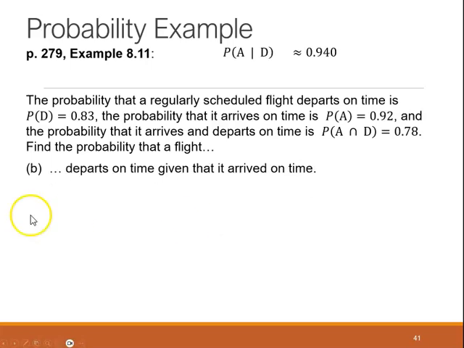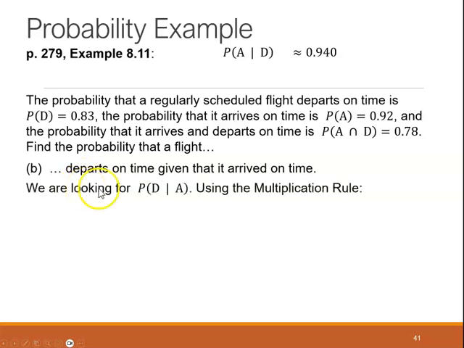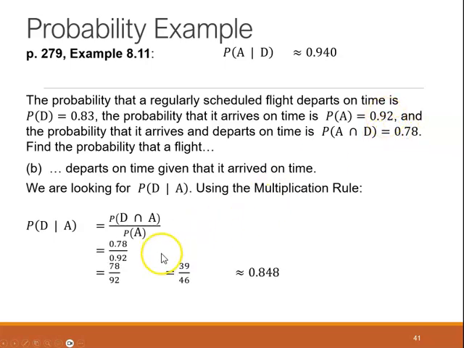Departs on time given that it arrived on time. So that's the probability of D given A. Again, it's going to be the probability of D and A divided by the probability of A. So 0.78 divided by 0.92. So just under 85%. Everybody's cool?